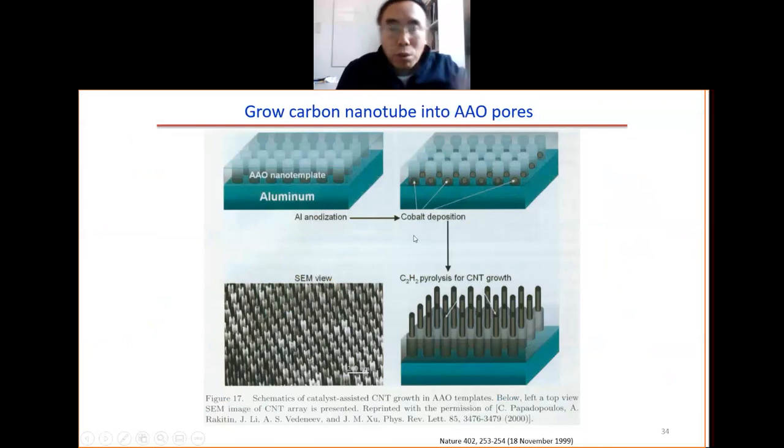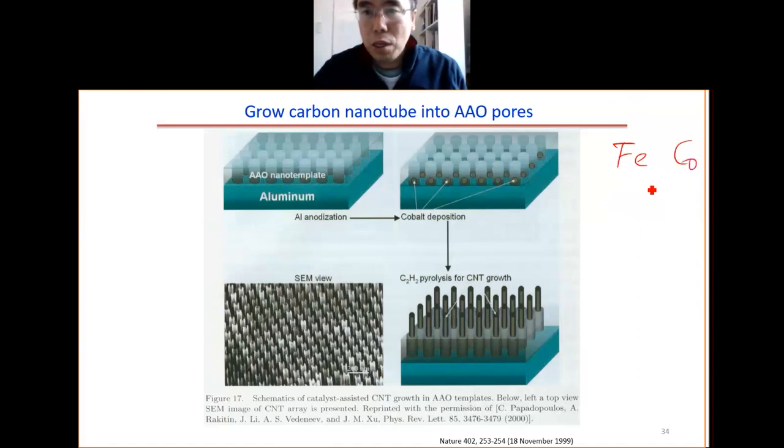In this example, the people use the AAO as the template to grow carbon nanotube. This one is from Professor Jimmy Xu. He used to be a professor at the University of Toronto, but later on he went to the US to be a professor. First, to grow the carbon nanotube, we need some catalyst. The catalyst for the carbon nanotube can be iron or cobalt. Those are good catalyst materials for the growth of the carbon nanotube. Here the authors use the cobalt.